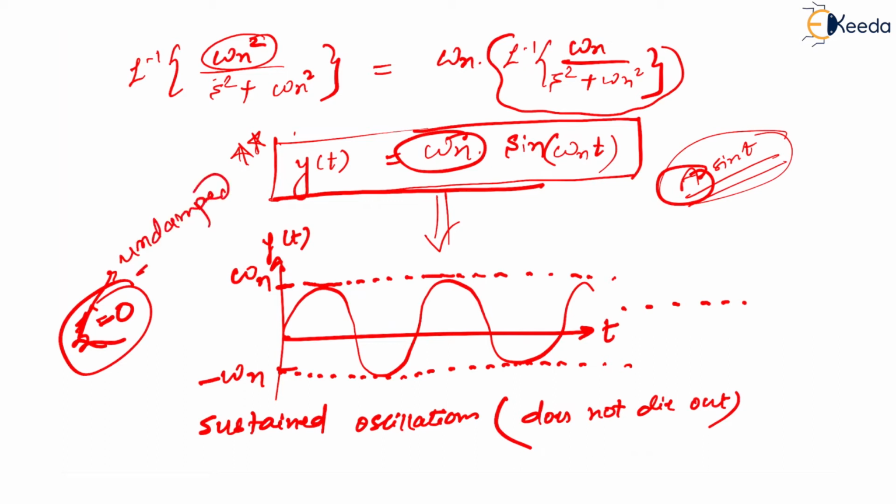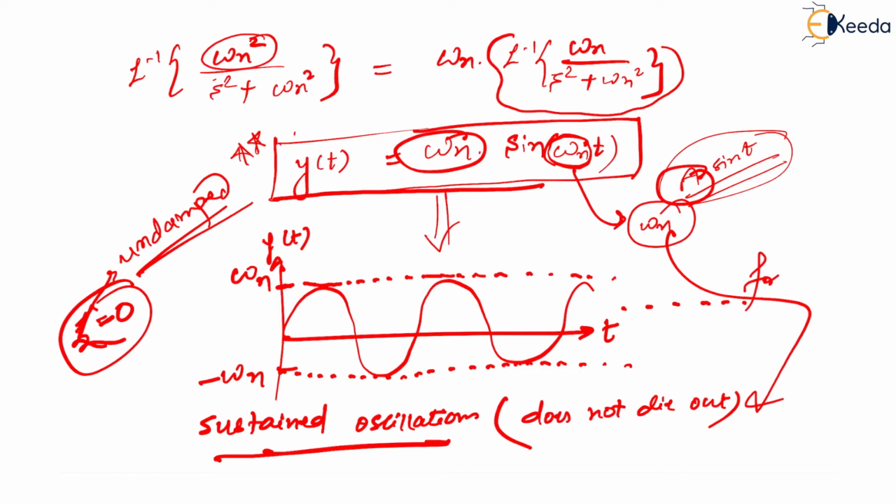For the undamped condition, we have seen that it will have sustained oscillations with frequency omega n. What will be the frequency? If this is sine omega n t, then definitely the frequency is going to be omega n. Now please tell me, is it stable or unstable? Since it has sustained oscillations, we have seen that whenever your system oscillates, it is definitely not a stable system, correct? So it is not a stable response.